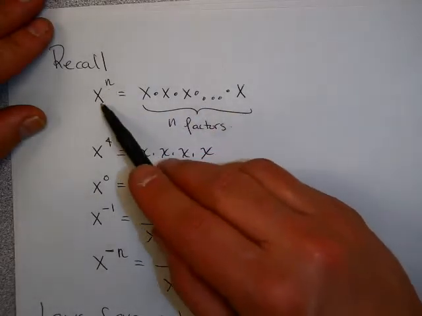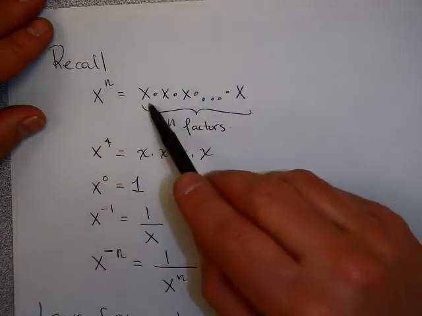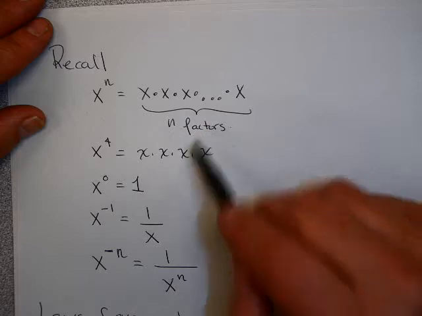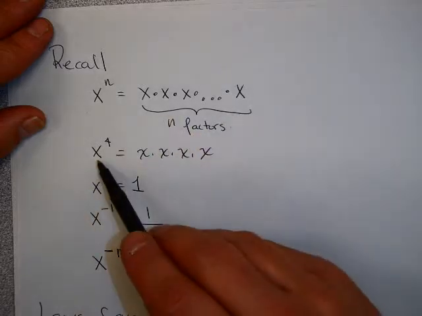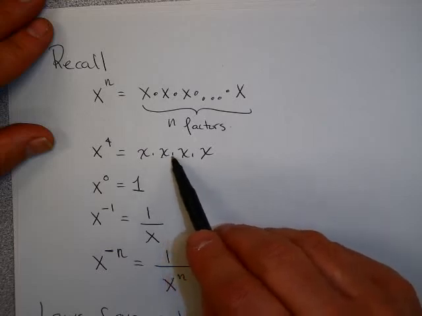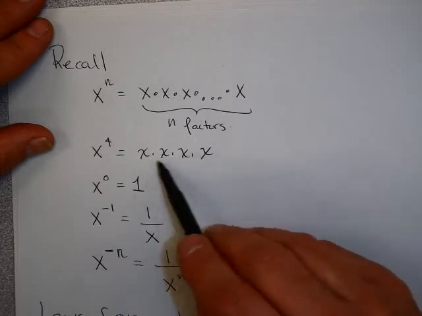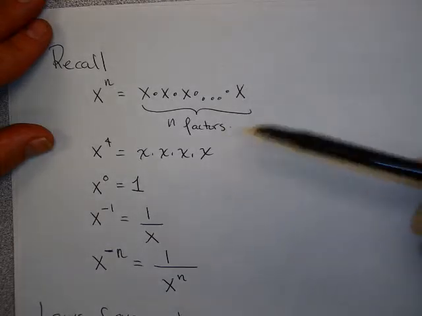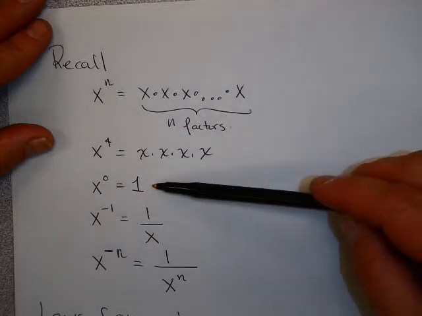x to the n used to just be defined as x times x times x times however many you had, as long as you had n factors. For example, x to the fourth is x times x times x times x, so that you have 4 x's or 4 factors. But in the last chapter, you saw that we defined x to the 0 equals 1.